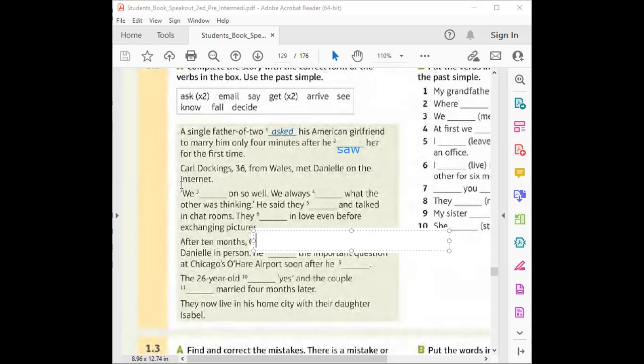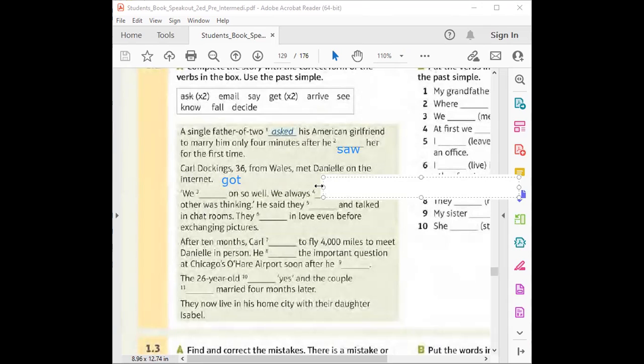We got on so well. Okay, we got on so well. Thank you. Continue. We always knew what the other was thinking. He said they emailed and talked in chat rooms. Yes, emailed and talked in chat rooms. They fell in love, yeah, even before exchanging pictures.